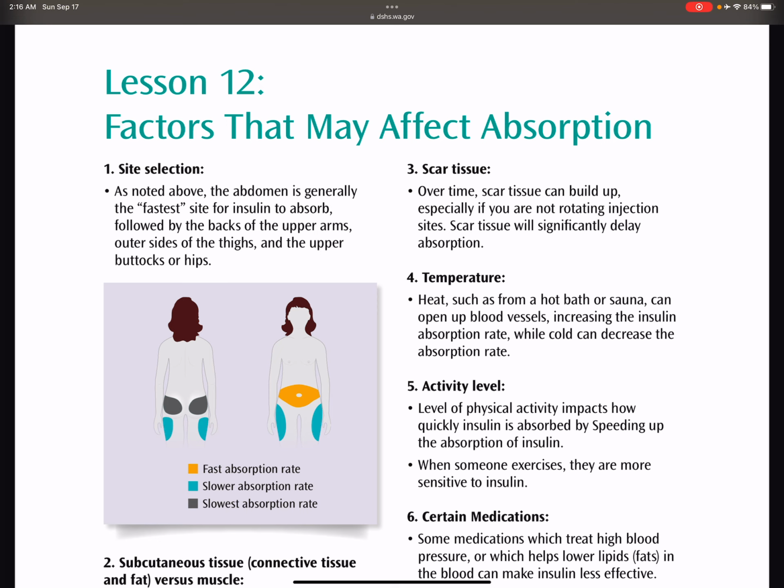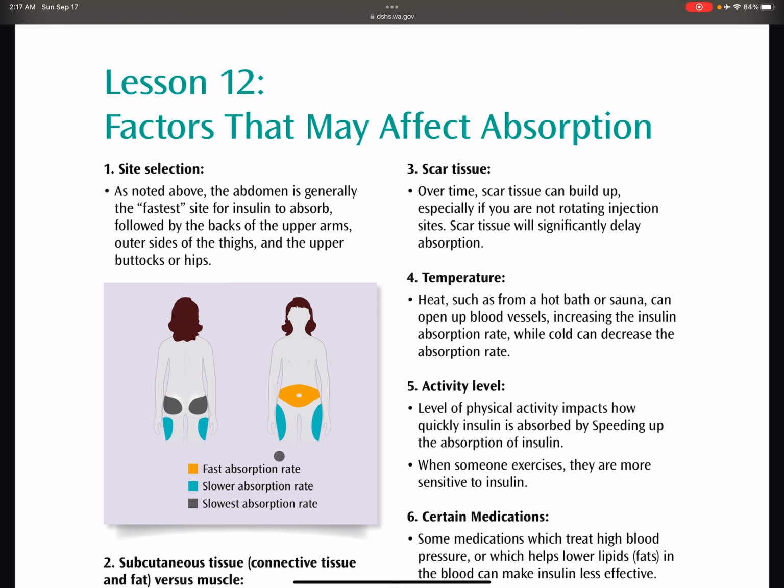The abdomen is usually the fastest site for insulin to absorb, followed by the back of the upper arm, outer arms here. The yellow one is a faster absorption rate, and the blue one a slower absorption rate. And then the last one is the outer sides of the thigh and upper buttocks or hips. These ones are the slowest.